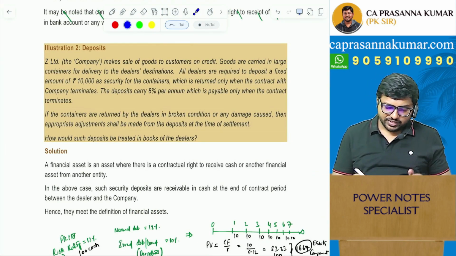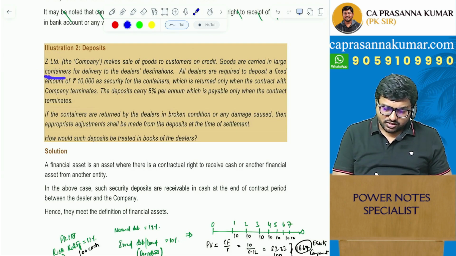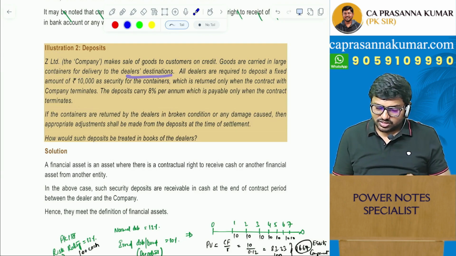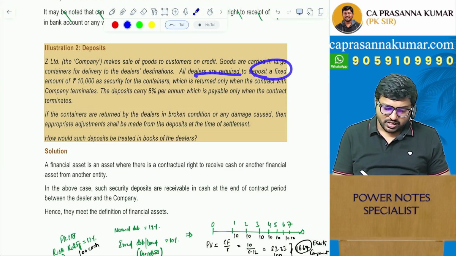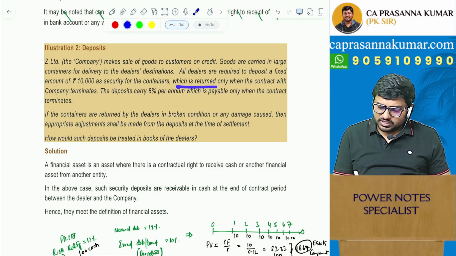Now moving on to question 2. Z Limited, the company, makes sale of goods to customers on credit. Goods are carried in large containers for delivery to the dealer destinations. All dealers are required to deposit a fixed amount of 10,000 as security for the containers, which is returned only when the contract with the company terminates.